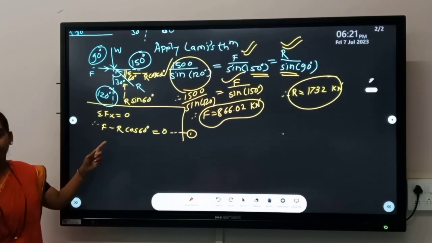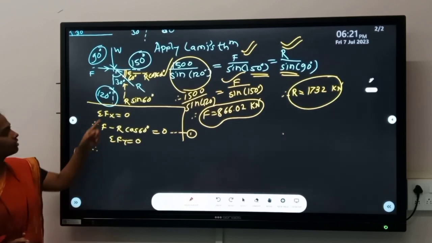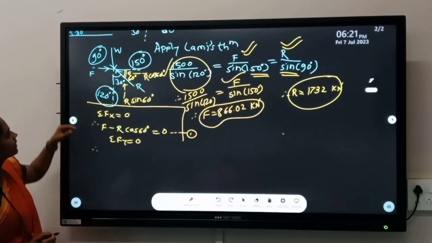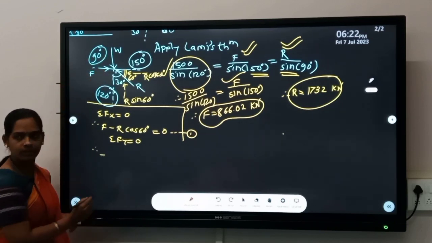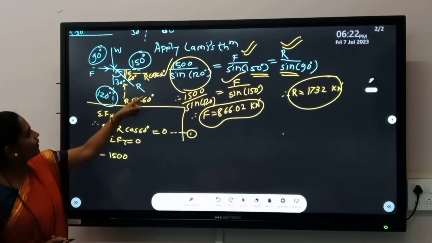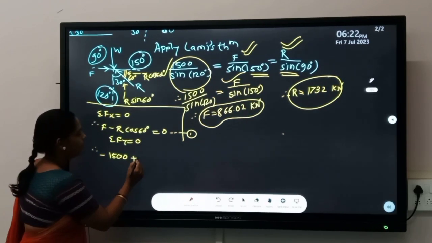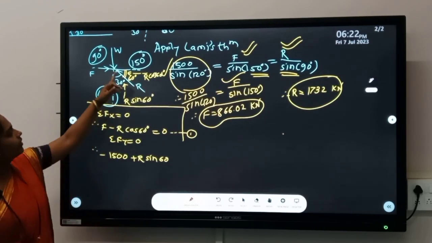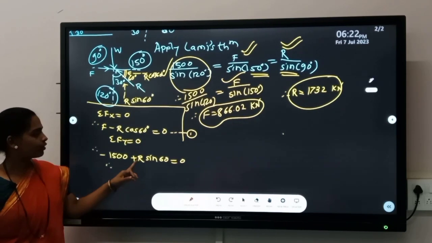Then go for another equilibrium condition. What is that? Summation Fy is equal to 0. Therefore, consider all the components along the y-axis by their sign convention. As W is coming downward, take it as minus. The value for W is given, it is 1500. Then this component R sin 60 is going upside, that's why it is taken as plus R sin of 60 degree. Is there any other component? No. So it is equal to 0.